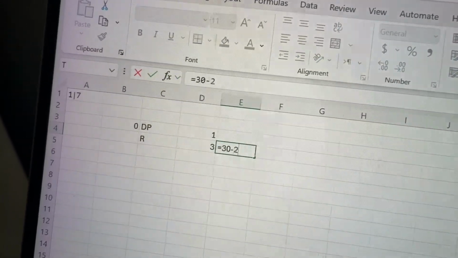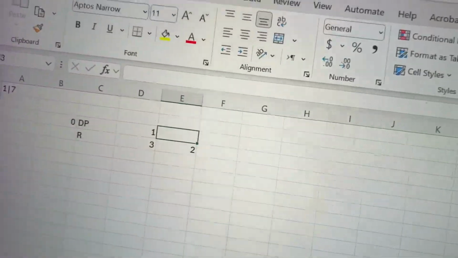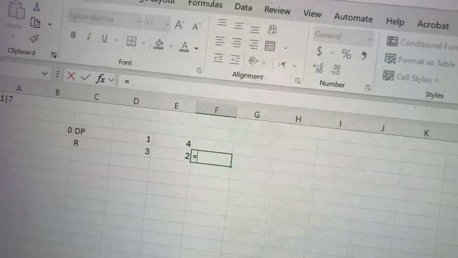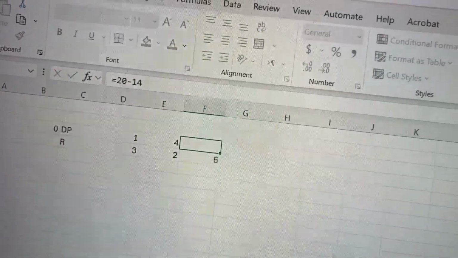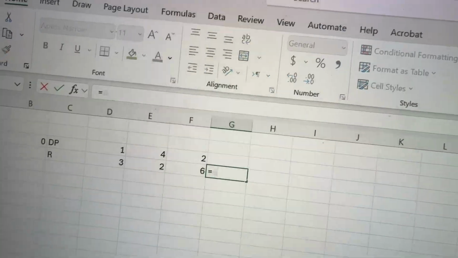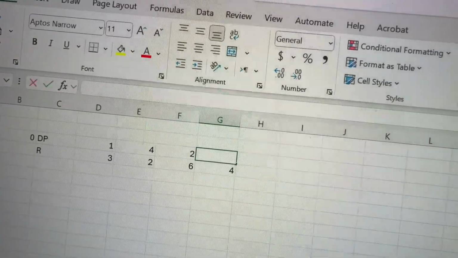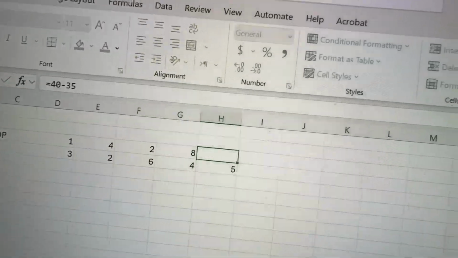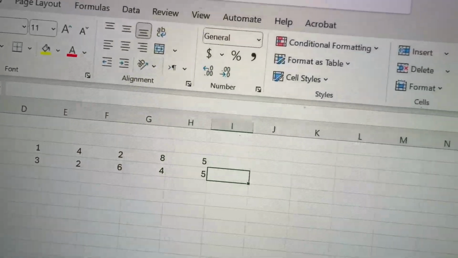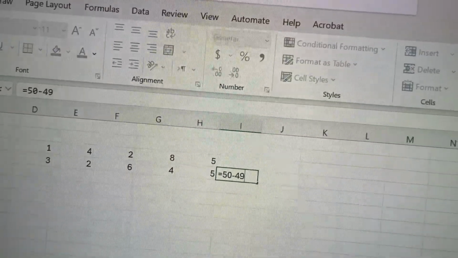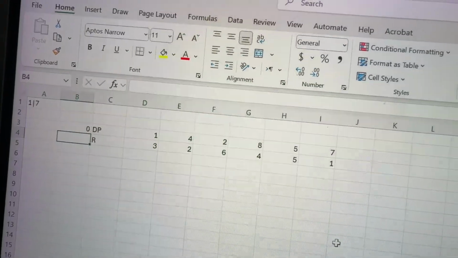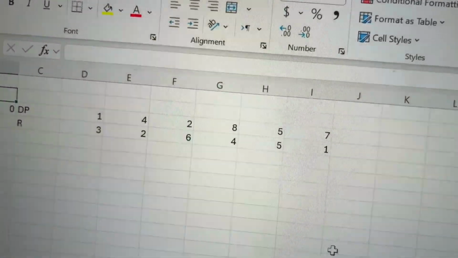And I multiply it by 10, I get 30. I take 28 away, which is 7 times 4. And then this next step, I take 20 minus 14, which is 2 times 7. And I take 60 minus 56, which is 8 times 7. And then 40 minus 35, which is 5 times 7. And 50 minus 49, which is 7 times 7. So 1/7 would be 0.142857, which has a cycle of 6 digits.